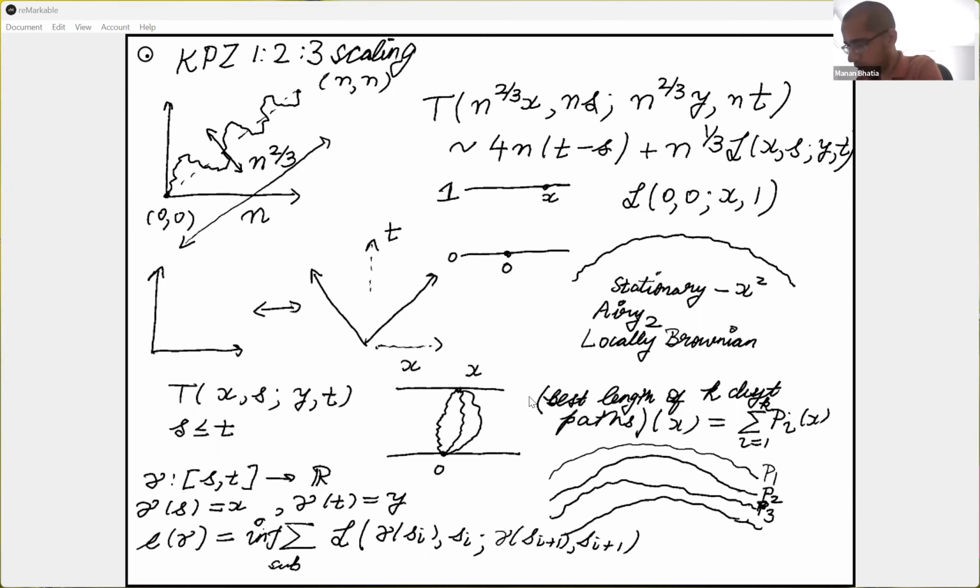Now I'm saying that the length of the k best disjoint paths. If you just maximized over the set of k paths which are disjoint, then you'll get this integrable thing. This is not really needed for what we're talking about later, but I just wanted to tell you what kind of integrability there is.